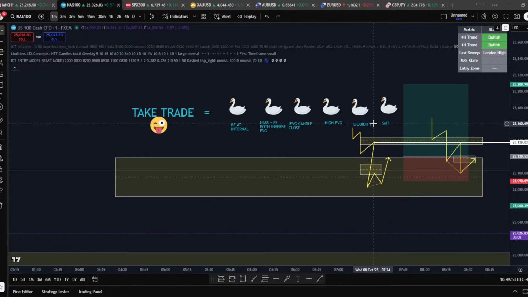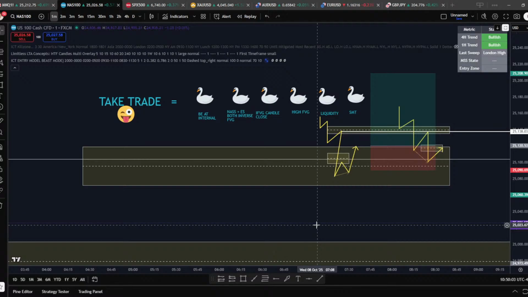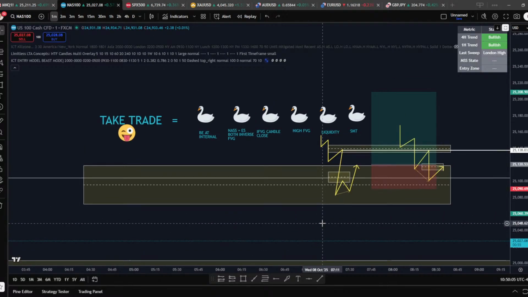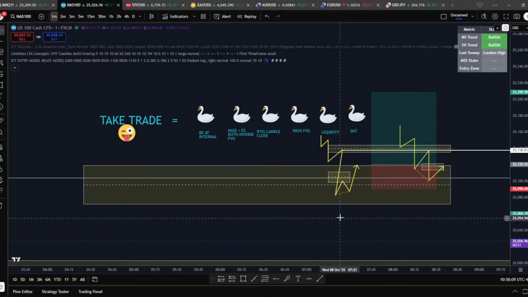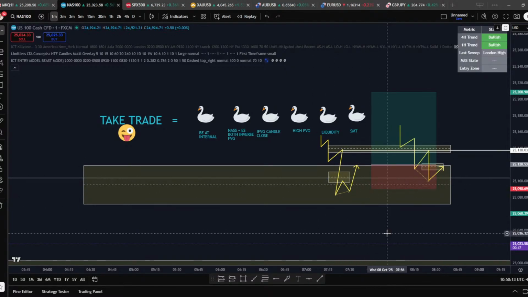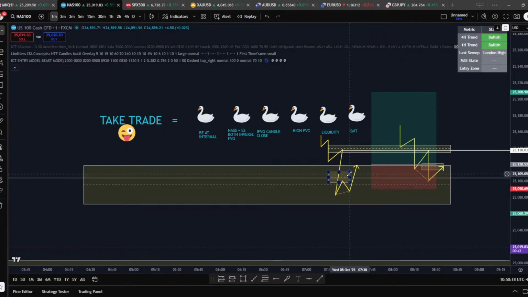Just know what liquidity is. Just know what a fair value gap is. Okay? If you can do those three things, then you can look at a strategy like this and go, am I seeing an SMT? Yes. Is it sweeping liquidity? Yes. Is it delivering from a higher time frame fair value gap? Yes, it is.